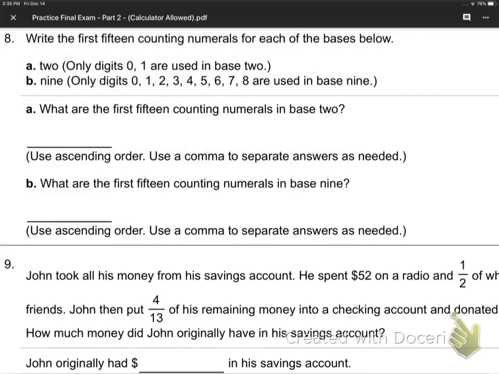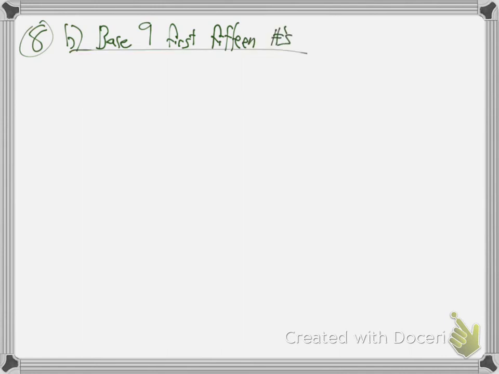Now, the same thing they want me to do in base 9. So, part B, base 9, first 15 numbers. Okay. So 1, 2, 3. It's a little easier. 4, 5. You just can't write a 9 or bigger. Keep going.